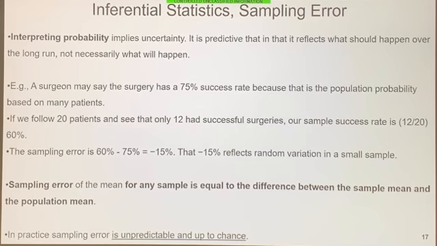An example of this is a surgeon who has been performing a procedure for about 30 years. He has a success rate of 75%. That is his population. But if we sample 20 of those patients and their success rate is only 60%, then the sampling error would be minus 15%. So we expect sampling errors to occur because we're pulling samples out of the population, since we cannot test the entire population on any metric or variable.